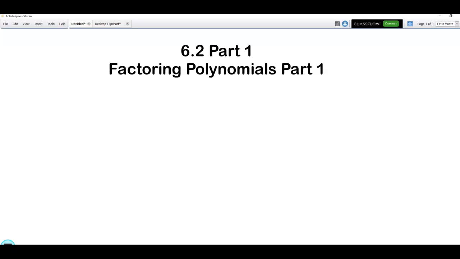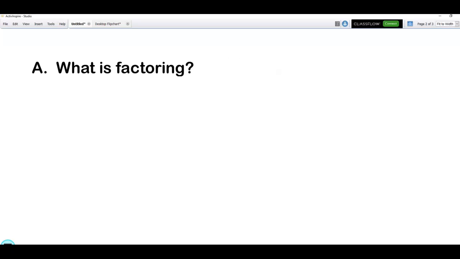All right, guys, so 6.2, once again, I'll break this up into two parts. So we're going to spend 2 days on this, and our topic is factoring. So what is factoring?